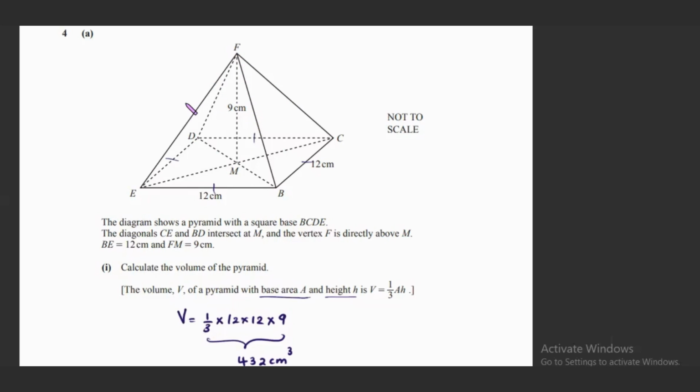The areas of all triangles will be equal. And to calculate the area of a triangle, we do half times base times the perpendicular height. But in this case, the base will be BC, but the perpendicular height of the triangle will not be 9. The perpendicular height of the triangular face is what we need to first find.